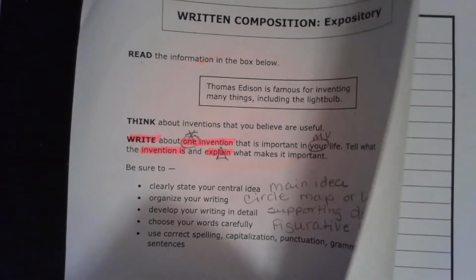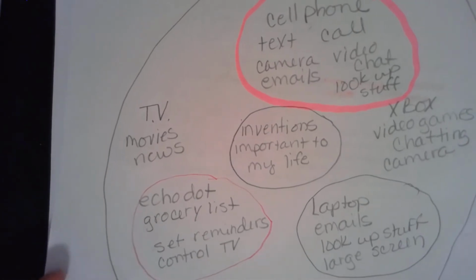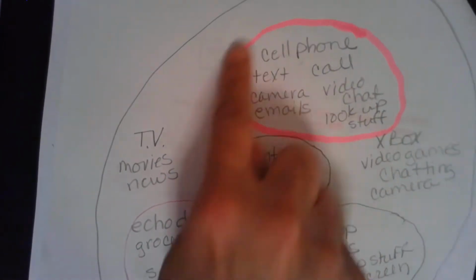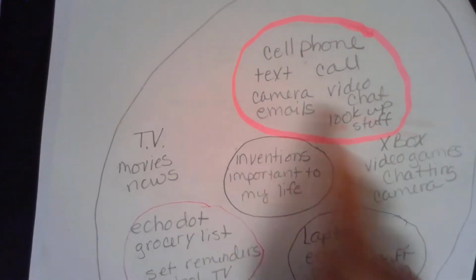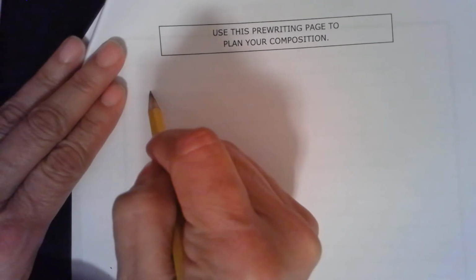So then we made our circle map, which is our donut with sprinkles. And now we're going to take the donut and we're going to look at something that we have a lot to write about, which in this case is the cell phone. So we're going to make an expository pillar. You might have heard it called hamburger. Whatever you want to call it, it's going to help you with your writing.